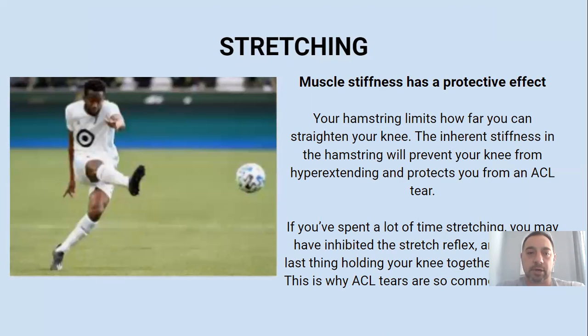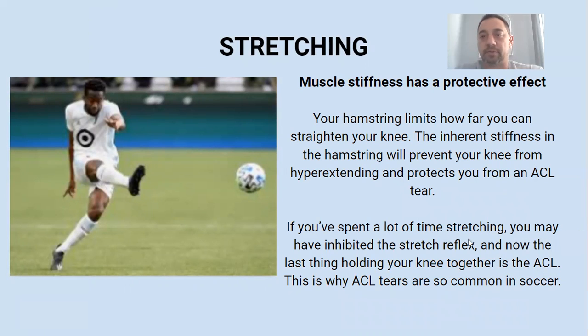So here's an example. If you play soccer and you kick the ball, your hamstring is what limits the extension of your knee. So if you spent a lot of time stretching, you may have inhibited the stretch reflex, and now the last thing holding your knee together is the ACL, and that's why ACL tears are so common in soccer.